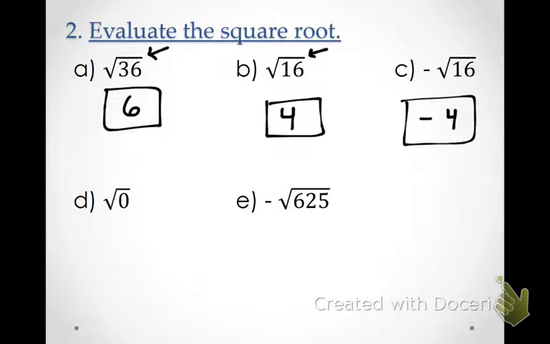Problem D, square root of 0. What number times itself will always equal 0? 0.